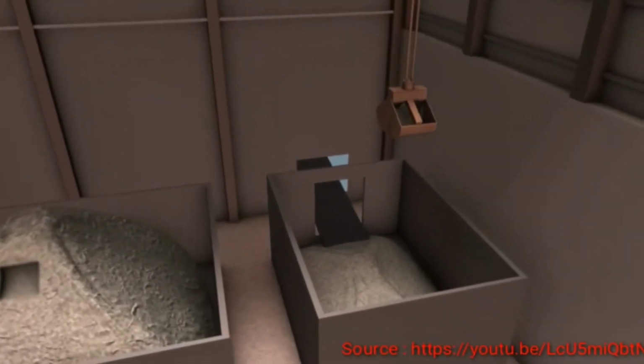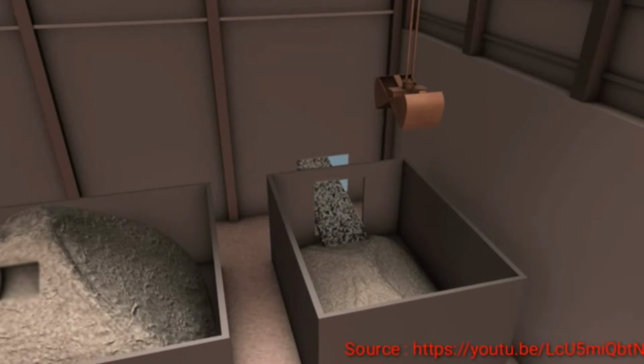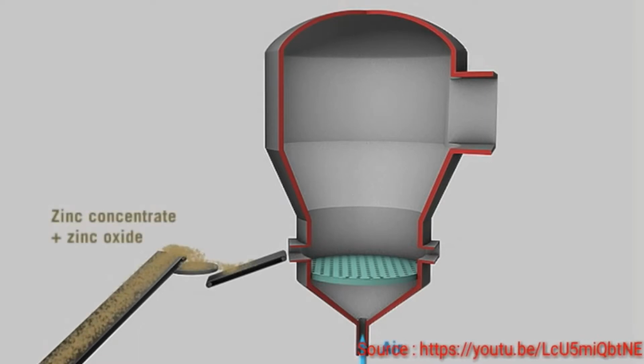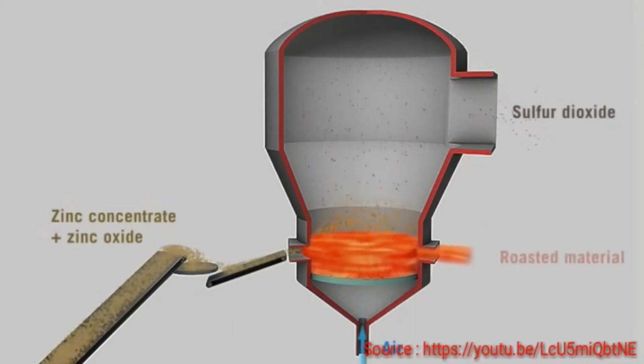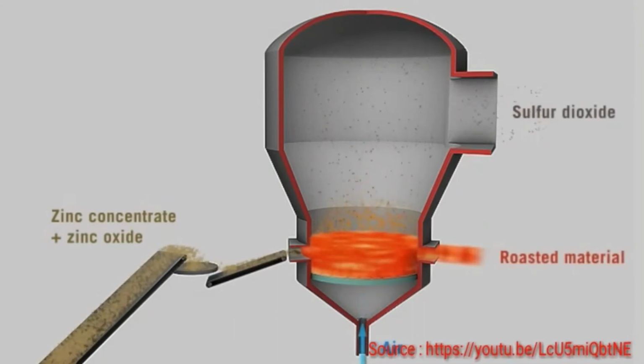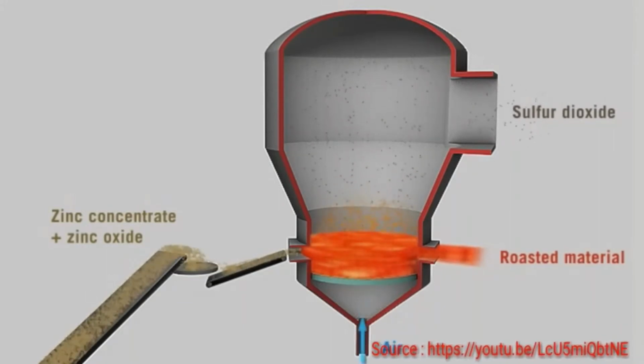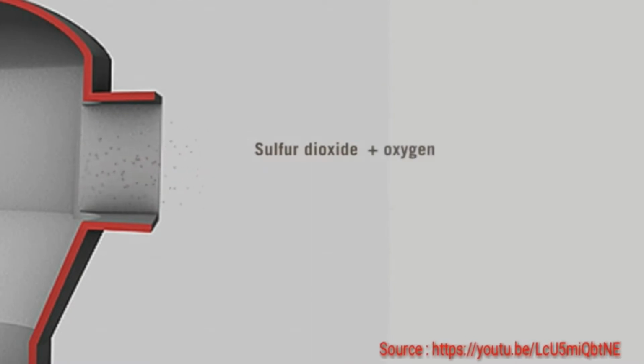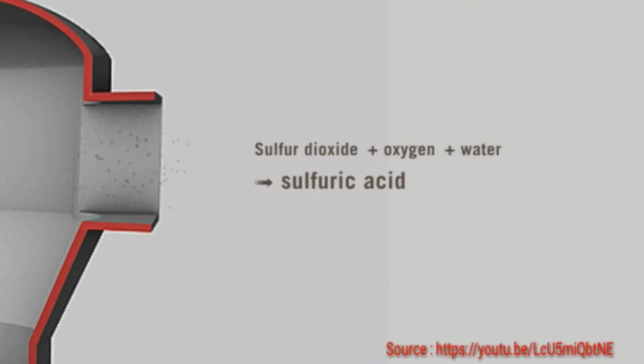The mixed concentrates are transported on conveyor belts to the roasters. In the roasting plant, the mix of zinc concentrates is introduced into fluidized bed furnaces. With the addition of air, the sulfur contained in the zinc concentrates is released and oxidized at about 1000 degrees Celsius to produce sulfur dioxide gas. This gas is then purified in several phases and transformed into sulfuric acid.